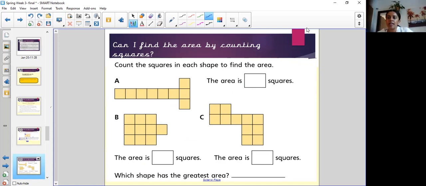Okay, great. So let's have a look what we've got. We have 1, 2, 3, 4, 5, 6, 7, 8, 9. So the area is 9 squares.